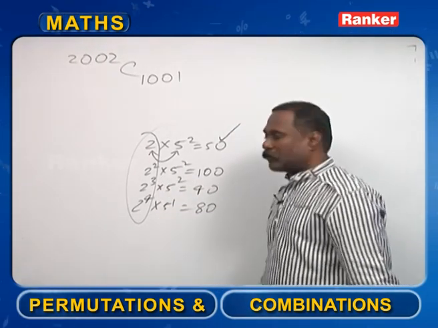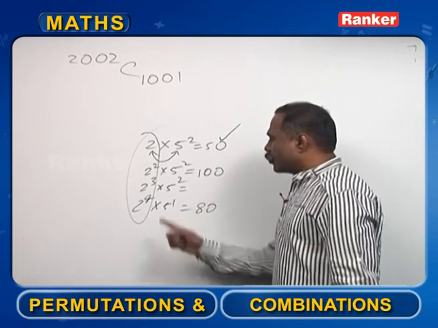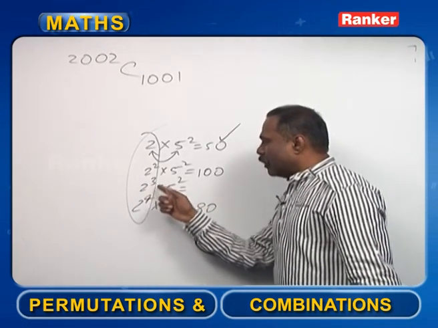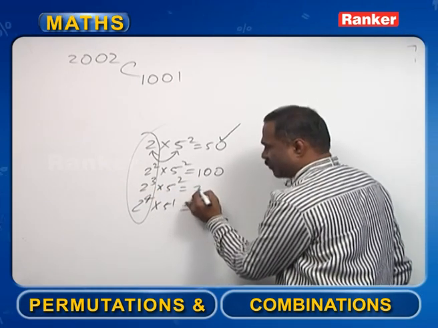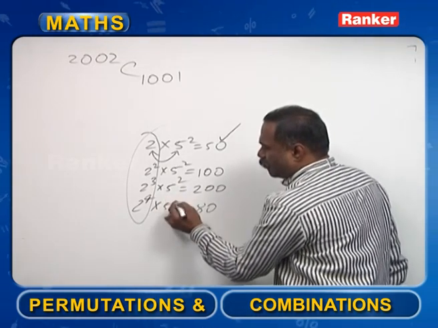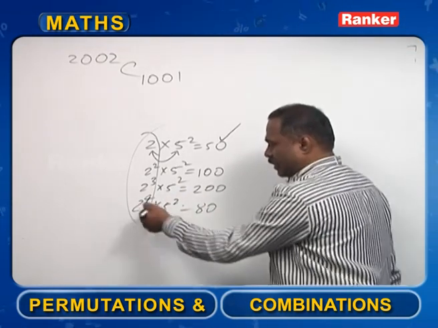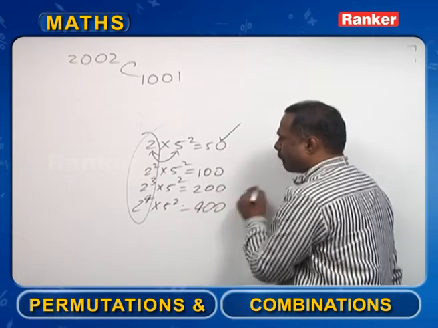Let me say 2 cube into 5 square. How much is it? 8 into 25, which is nothing but 200. 2 power 4 into 5 square again is 16 into 25, which means 400.